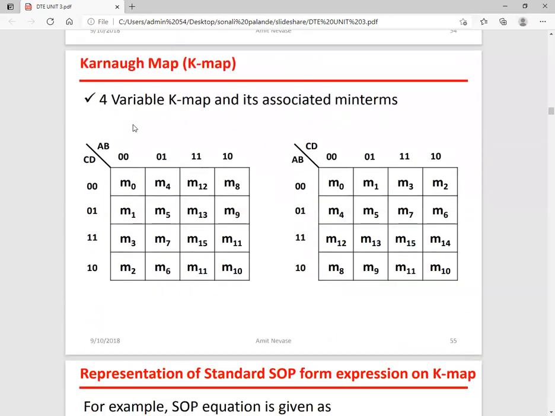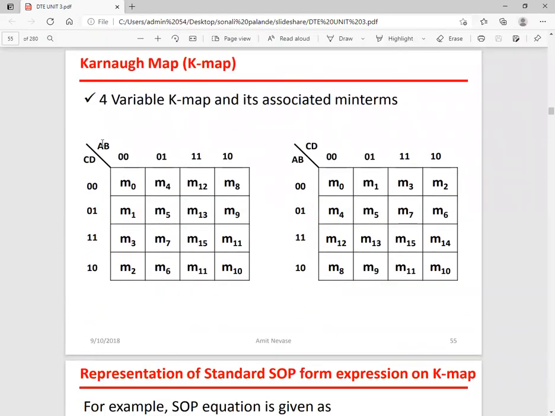The minterms of the 4-variable Kmap are: if A is equal to 0, B 0, C 0, D 0, that is M0. A is equal to 0, B is equal to 1, C is equal to 0 and D is equal to 0, that is M4, and like this.